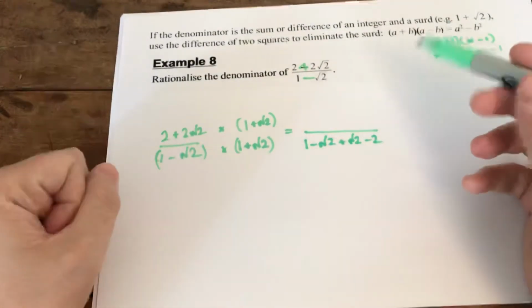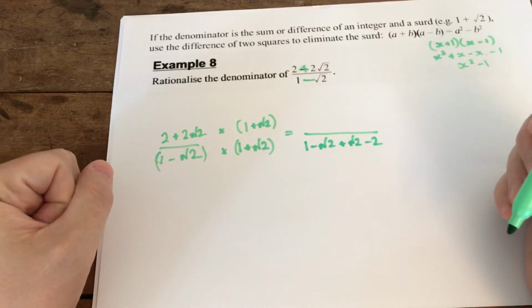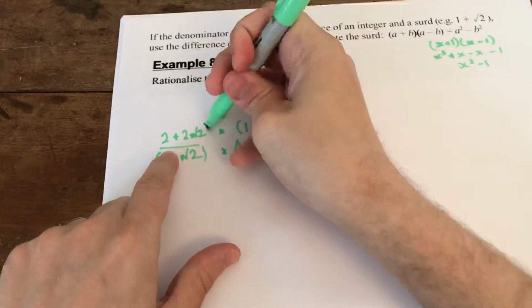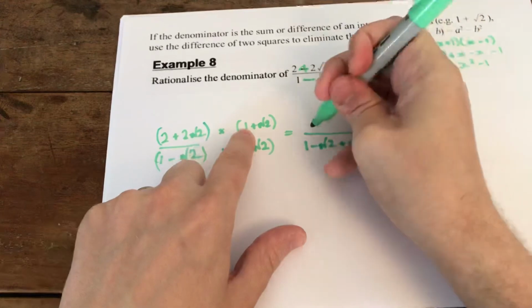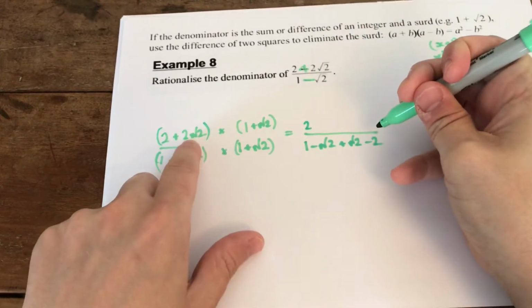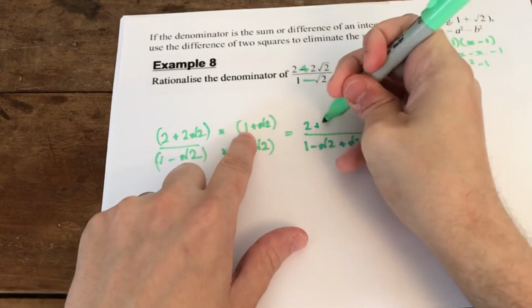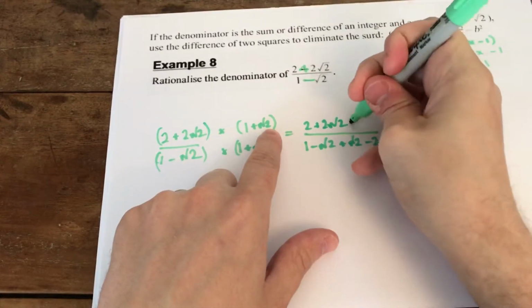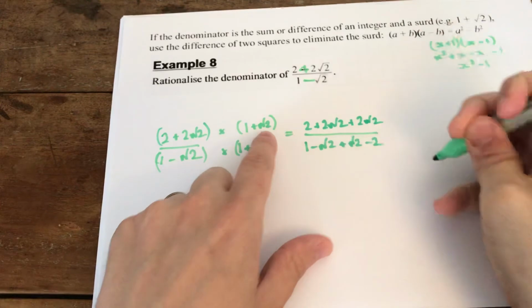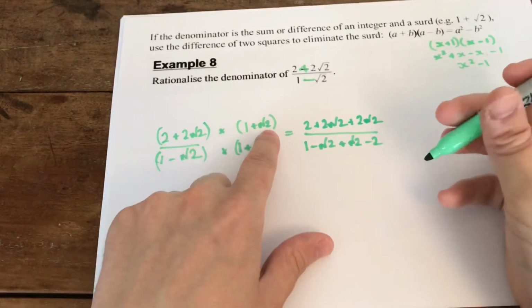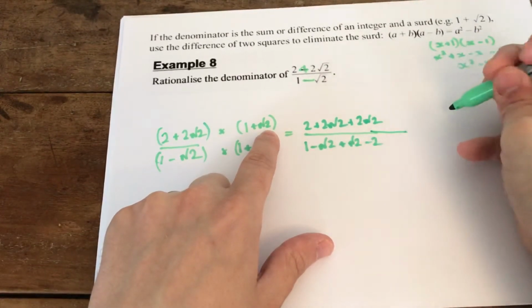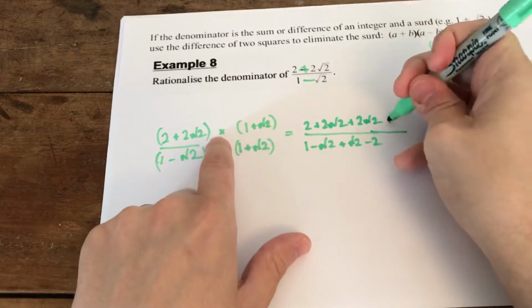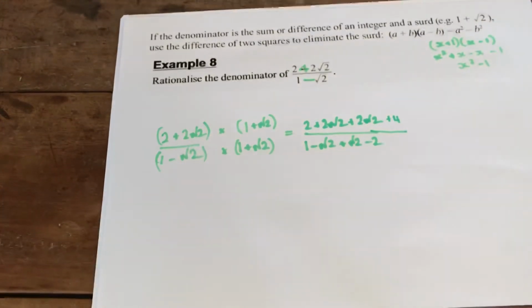We're then going to expand our top line as well, okay? Now, if we were to expand our top line, 2 times 1 is 2. Root 2 times 1 is 2 root 2. 2 times root 2 is 2 root 2. And then 2 root 2 times root 2. Now that's going to give us 2 times 2, which is 4.